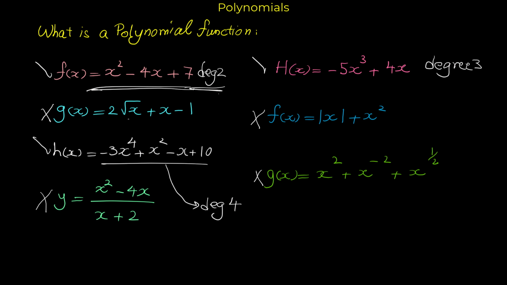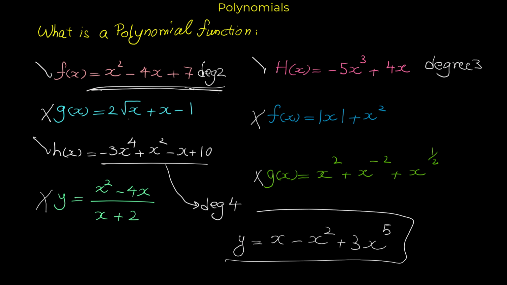And attention, sometimes the given equation is not in order. For example, sometimes we see an equation like this: x minus x squared plus 3x to the 5. The degree of this polynomial is 5 because we have x to the 5 at the end. You should not think that always the first term shows the degree of the polynomial. No, maybe it's not in order.